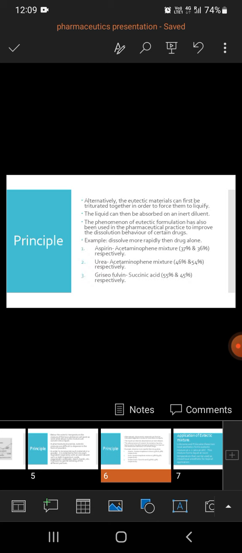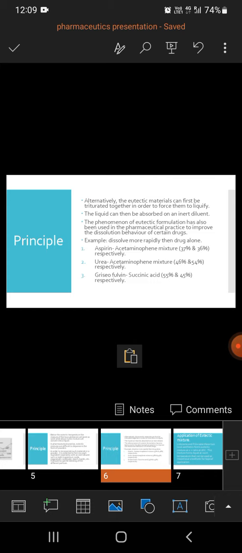Alternatively, the eutectic materials can first be triturated together in order to force them to liquefy. The liquid can then be absorbed on an inert diluent. The phenomenon of eutectic formulation has also been used in pharmaceutical practice to improve the dissolution behavior of certain drugs.